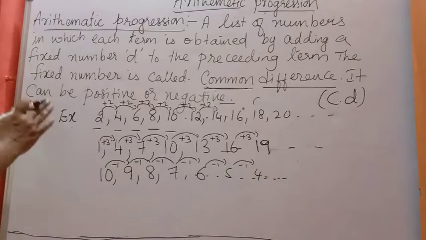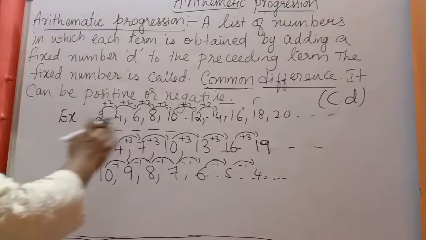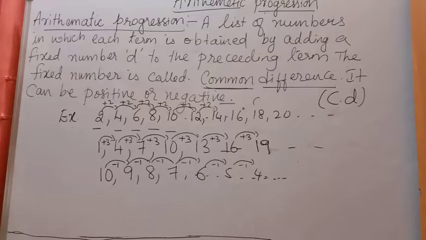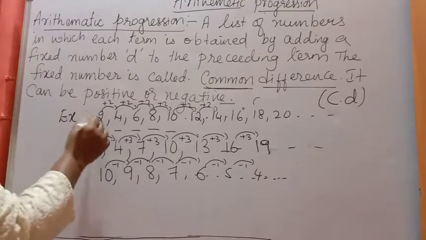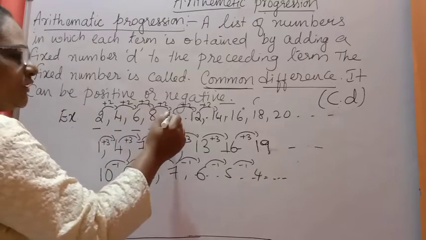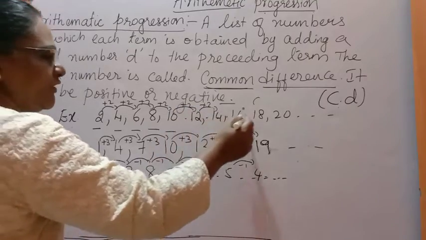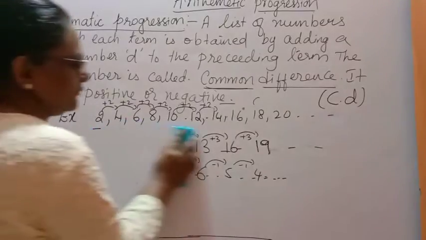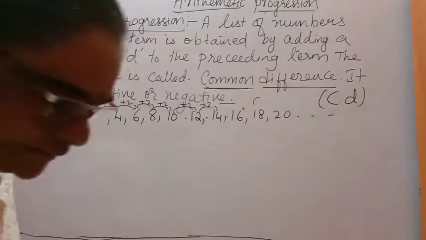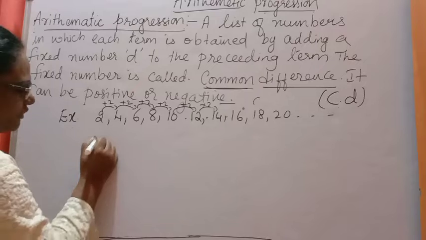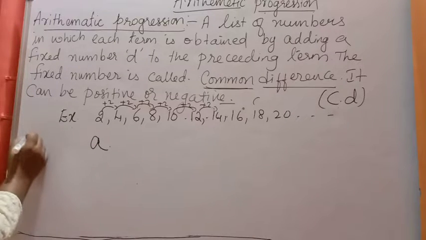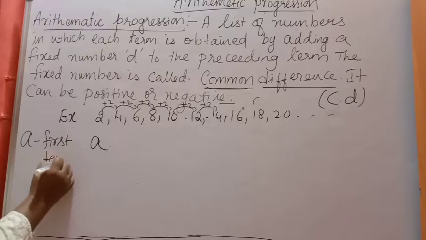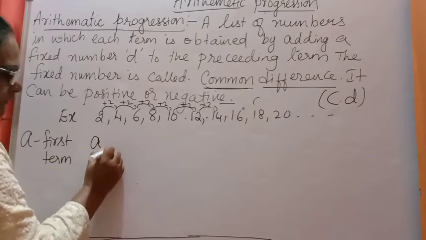Here each term is 2, 4, 6, 8. Instead of telling each term, I will call it the first term, second term, third term, fourth term, fifth term, sixth term, seventh term, eighth term, like that. Here I have taken the first term as A, where A is the first term. I will call A the first term, A1.